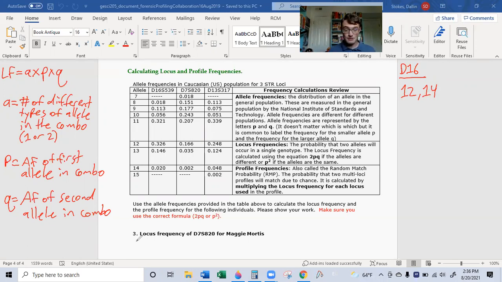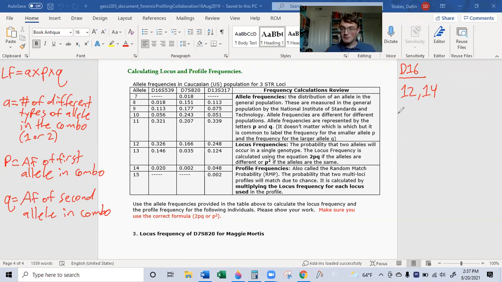To solve this one for the locus frequency of D7, you'd have to go back to question 1 and find the combo of numbers that Maggie Mortis has at the D7 locus, and that's the combo you would use to solve the problem. I'm just using 12-14 as a combo. I'd have to look at a gel to figure it out. So you've got a 12-14 combo here. I'm trying to figure out what are the odds that someone would have a 12-14 combo in the population.